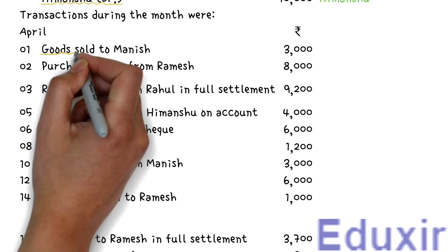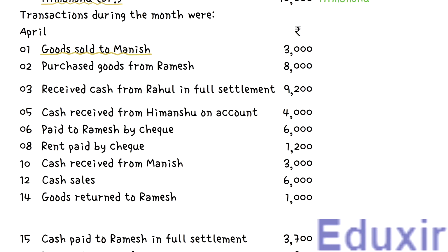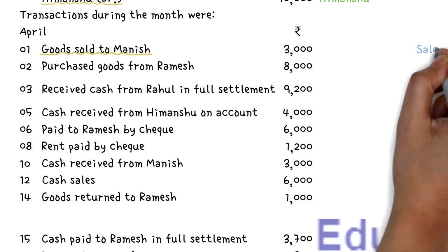In the first transaction, goods worth 3000 rupees are sold to the customer or buyer Manish. So in this transaction, there is a sale taking place. As the sales generate revenue for the business, the revenue of the business is increasing in this transaction. The rule to record any increase in the revenue is to credit the corresponding revenues account. In this case, the sales account should be credited.